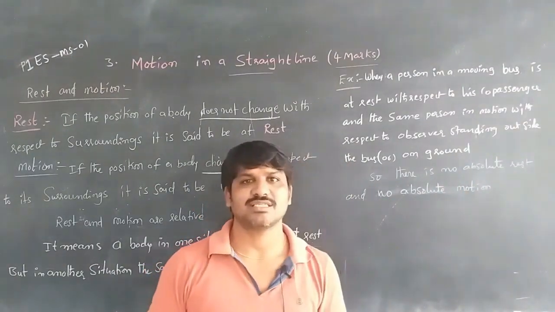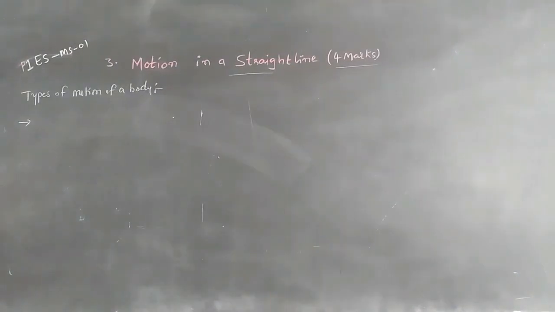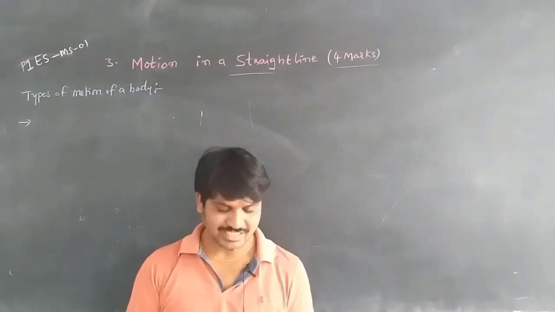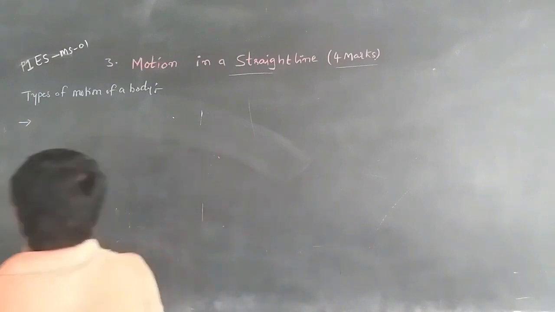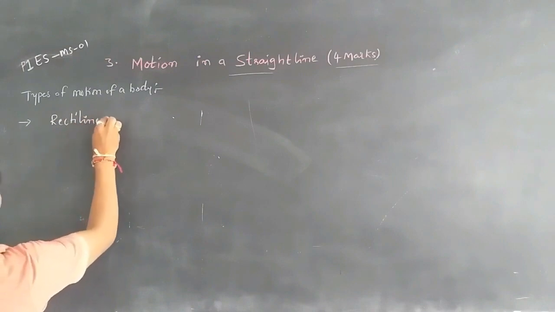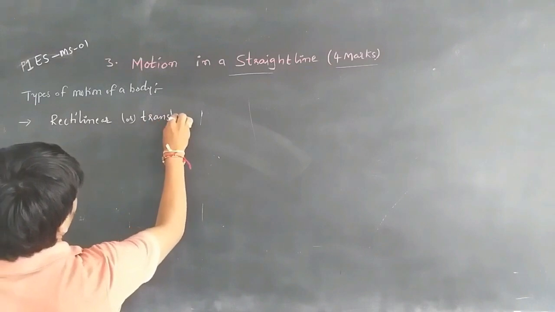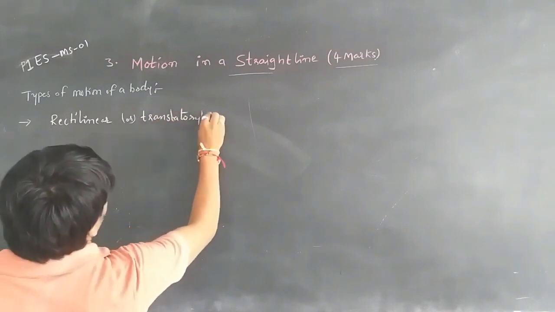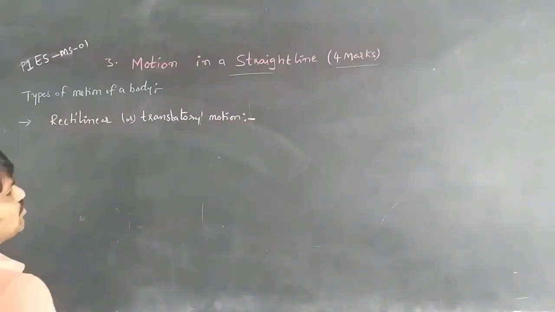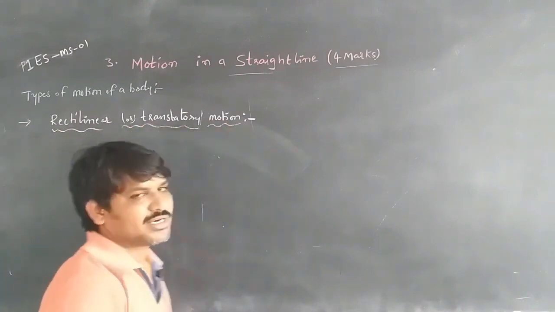Now we are going to discuss the types of motion. How many types of motion are there? In the types of motion of a body, the first one is rectilinear motion, or we can also say translatory motion. So what is rectilinear motion and what is translatory motion?